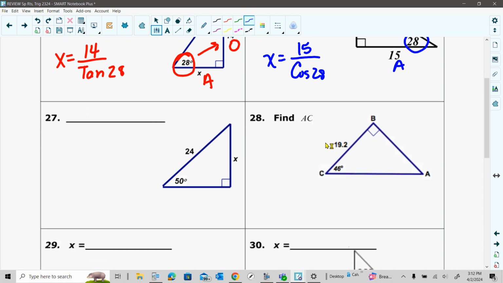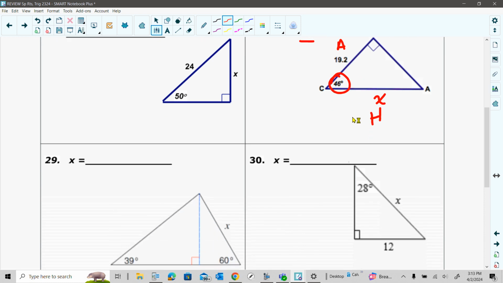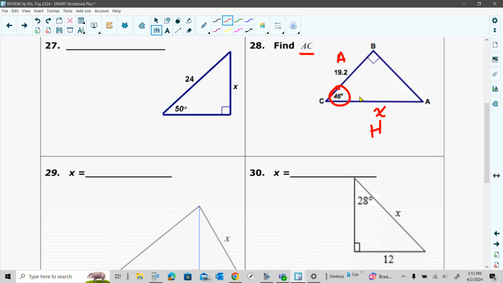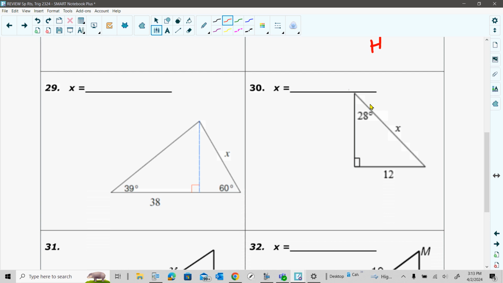Okay. So on a problem like number 28 here, I want you to find AC. So I'm going to just put a variable x there, and that is the hypotenuse. 46 is the angle, and 19.2 is actually adjacent to that angle. So now we choose the trig function. Hopefully we're choosing cosine. You just set it up and then solve. Pay attention to where your variable is to determine how to solve it. If the variable is on top, you multiply to solve. If it's on bottom, you divide to solve. And if it's inside the triangle, if it's an angle, you do the inverse to solve.